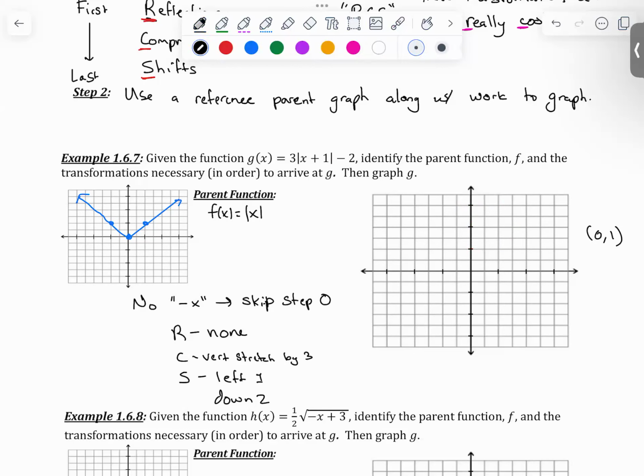That's where this point goes. Next, (0, 0). No reflections. Vertically stretch it by a factor of 3. So we're tripling its y-coordinate, but its y-coordinate is 0, so it just fizzles. Then we shift it left 1 and down 2 to (-1, -2).